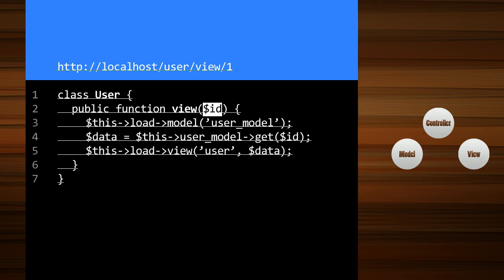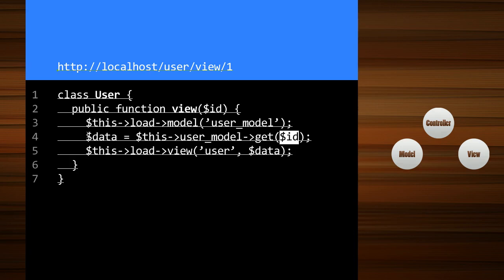So the first thing we have to do, since we're saving our records in the database, is access the database, and we do that with a model. So I use this load model, user model. And what that does is it makes the user model accessible to the controller with the this keyword. And what I did was I did this user model get and then the ID. And that's just an example call. We would actually have to write out the model code.